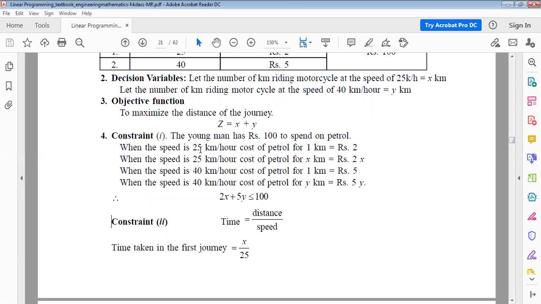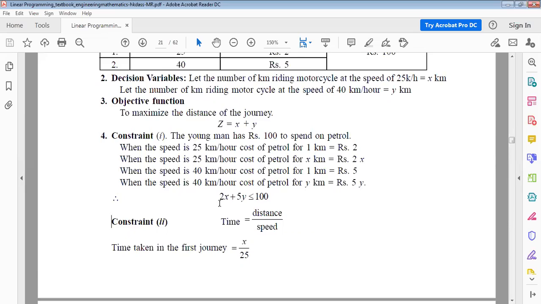Now the first constraint: the young man has 100 taka to spend. Okay, when the speed is 25 kilometers per hour, the petrol cost for 1 kilometer is 2 taka. For 25 kilometers per hour, x kilometers cost how much? Twice x. And at 40 kilometers per hour the petrol cost is 5 taka, so y kilometers at 40 kilometers per hour will cost 5y. So the total cost can be taken as 2x plus 5y less than or equal to 100, because the total is 100 taka and cannot exceed this 100.